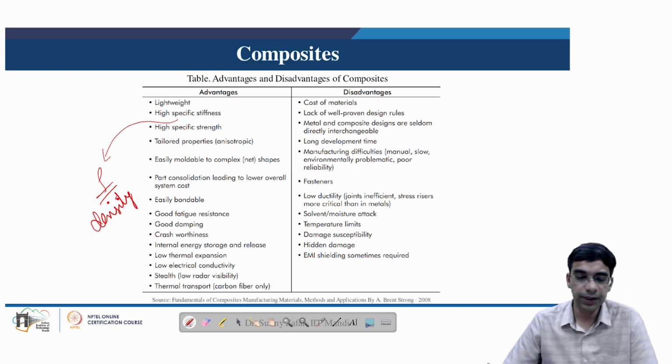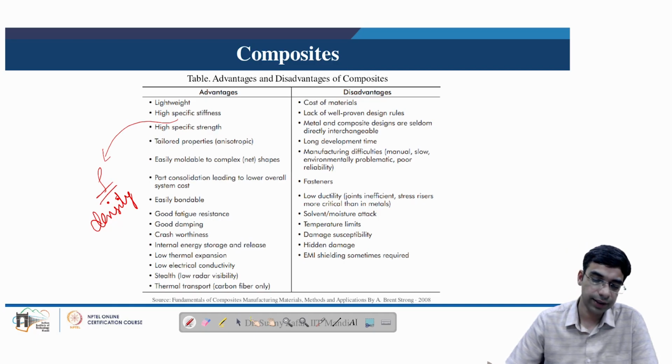The properties of the composite can also be tailored. They can be easily molded into complex shapes. The part can be consolidated with overall lower cost. They are easily bondable. They have good damping and fatigue resistance. They have good internal energy storage, low thermal expansion, low electrical conductivity, lower stealth.